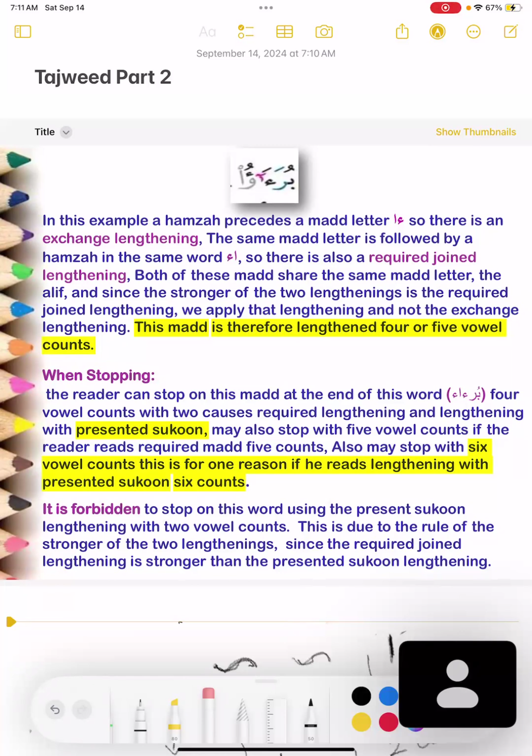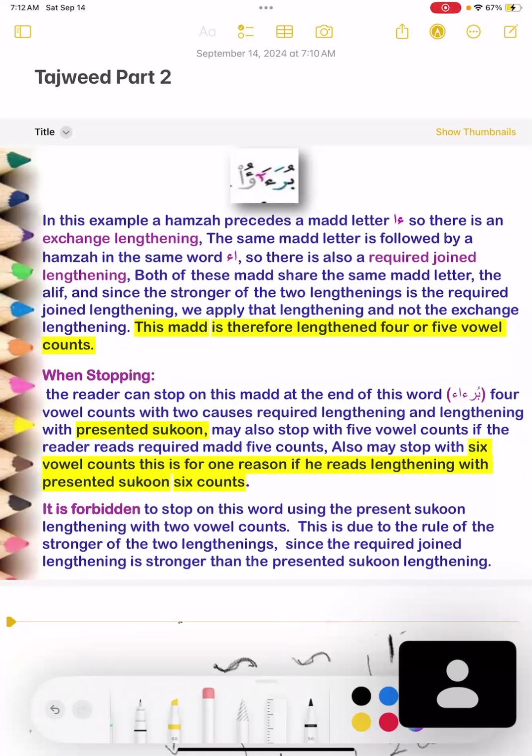So what is the best option for us? The best option is to make it uniform. We will make all our madd muttasils 4 counts, all our madd munfasils 4 counts, and all our madd aridul sukuns 4 counts. Except for madd lazim, which is 6 counts, everything else, madd aridul sukun, madd muttasil, madd munfasil, make it all uniform at 4 counts so that you don't have this confusion. It's the easiest way out. So keep it 4 counts so that you have ease.